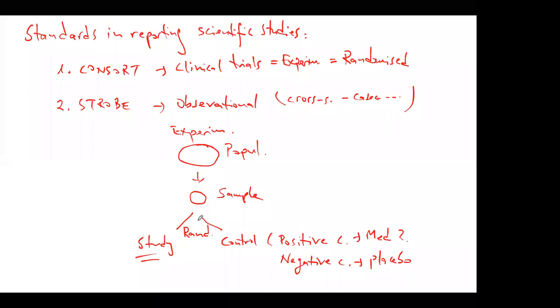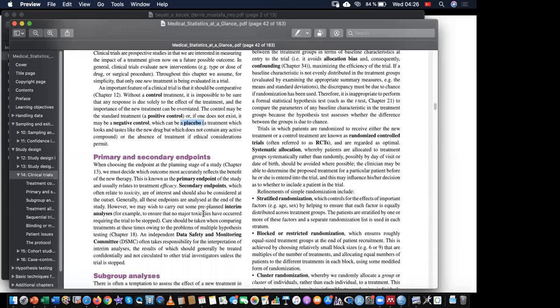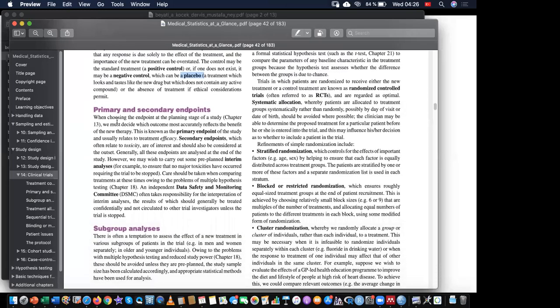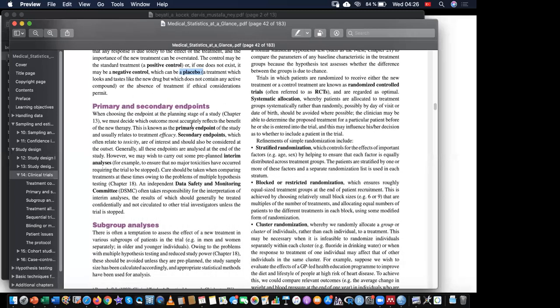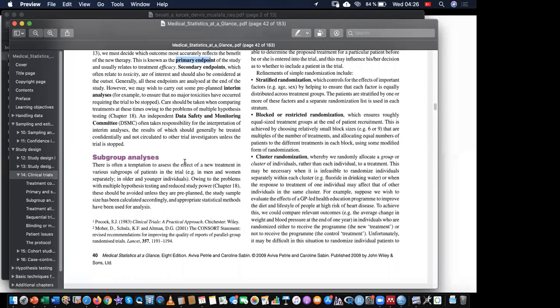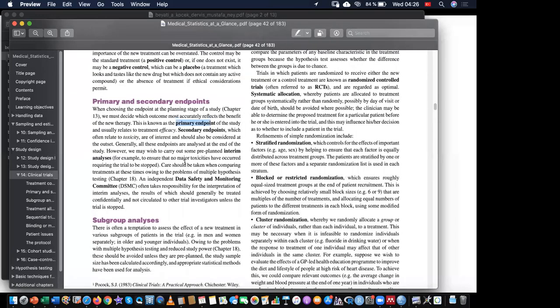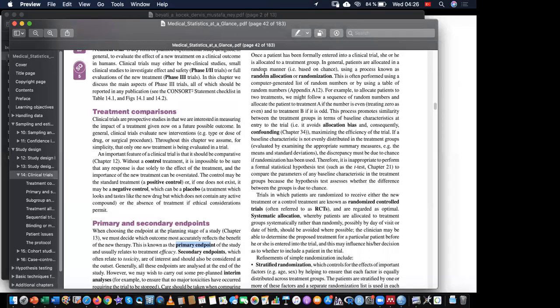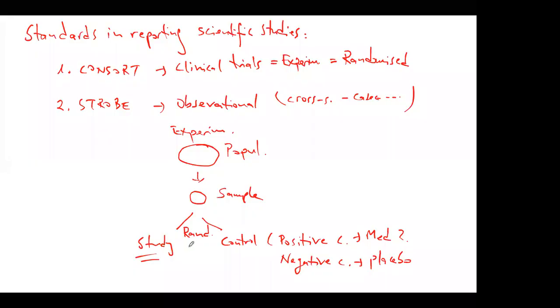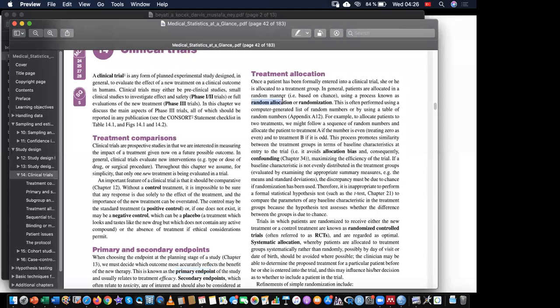In the study group, you give your medication of interest, or the intervention of interest. And preferably, assigning to the groups has to be random. We also have to decide on the endpoints, the primary endpoint, which is the primary outcome, and we may have secondary outcomes as well. We may conduct subgroup analysis, and this treatment allocation has to be random.